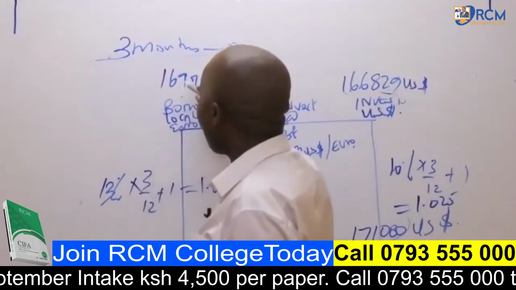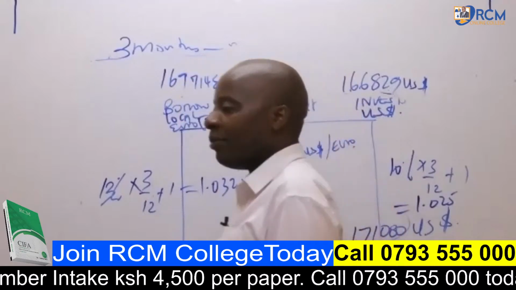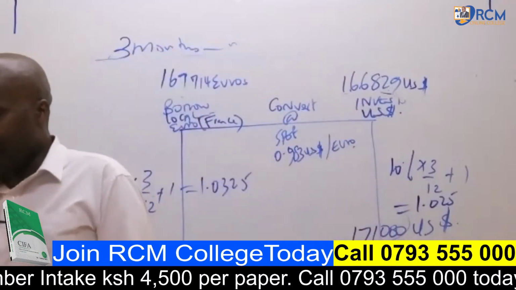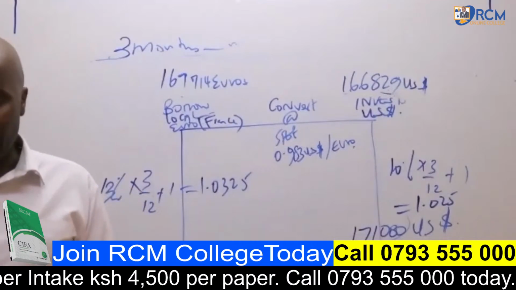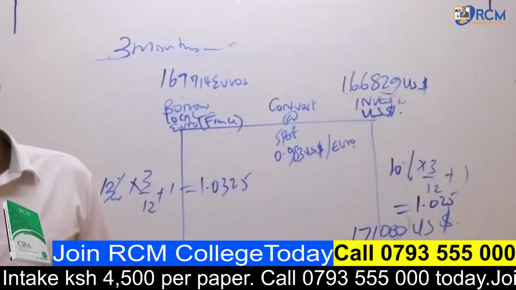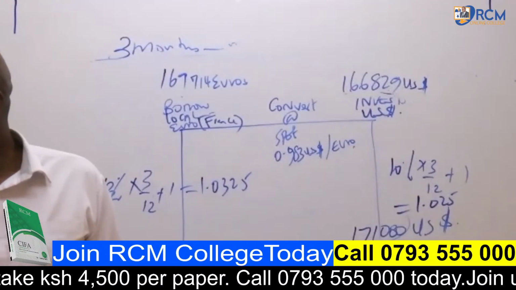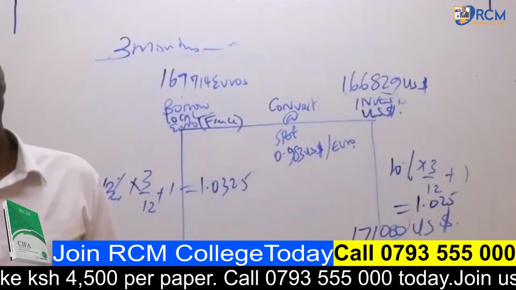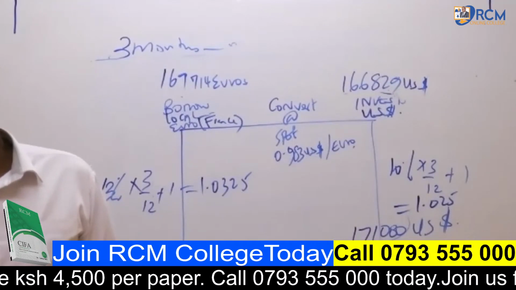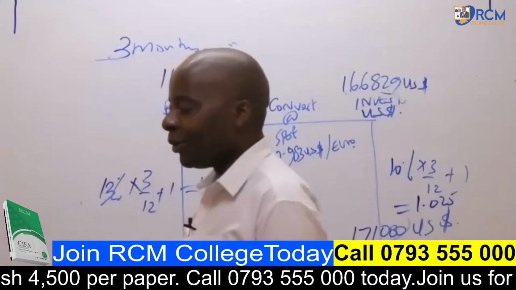So kutoka hapa, teremusha chini. Kuteremka chini, ladies and gentlemen, you simply cram. Going down, what do we normally do? We normally multiply. Going down, we normally multiply.